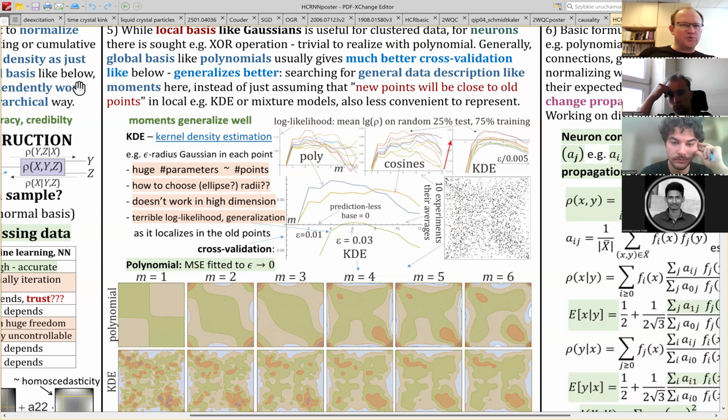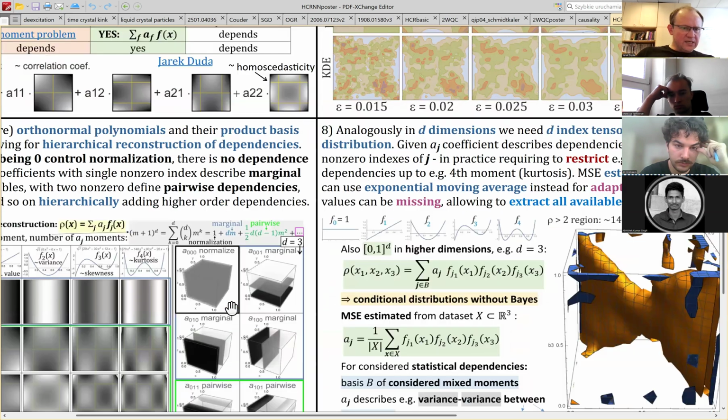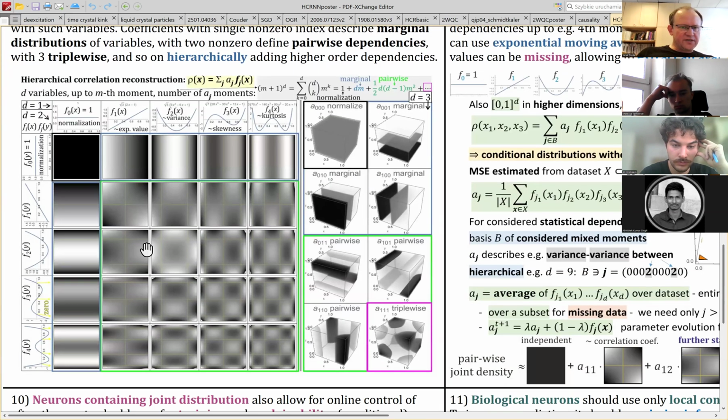function, new points will be close to the old points. What is not always true. So usually this is much better for generalization, this global basis of polynomials instead of the local basis of Gaussians. Okay, so here is this basis further.